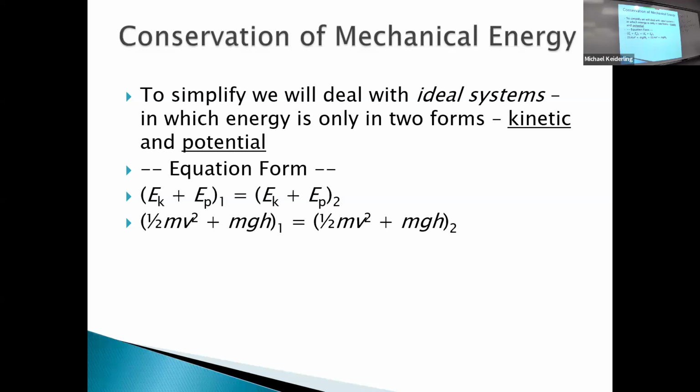So we can simplify it. We'll deal with ideal systems. So kinetic plus potential initial at time 1 equals kinetic plus potential at time 2. So you have the transfer of energy from kinetic to potential or from potential to kinetic.